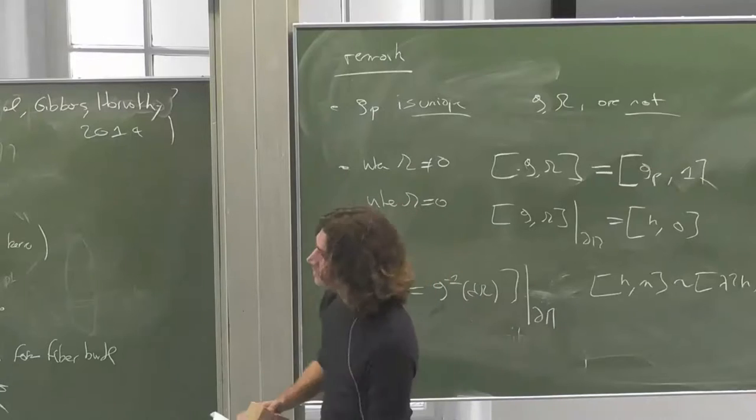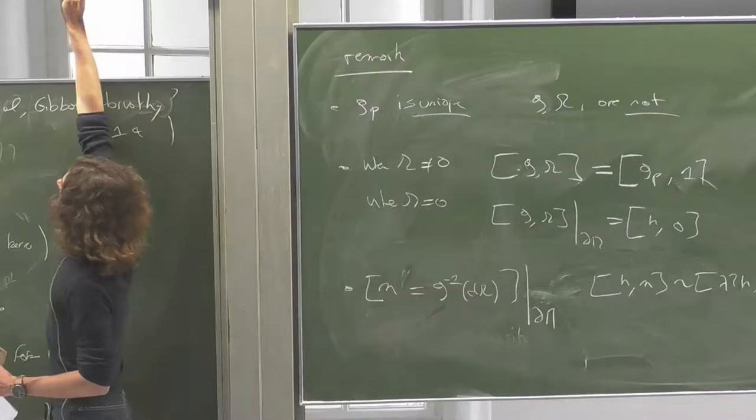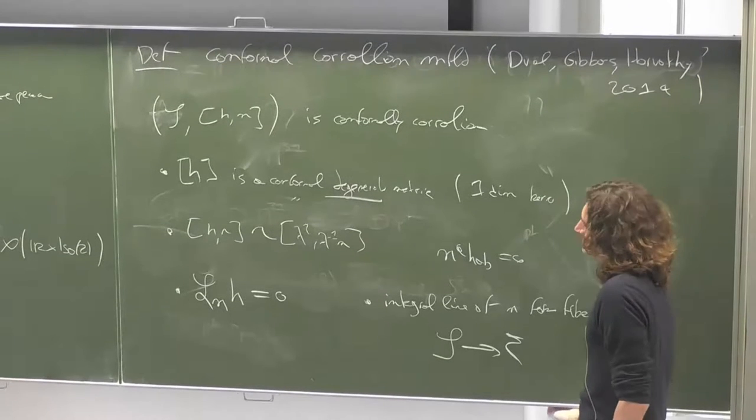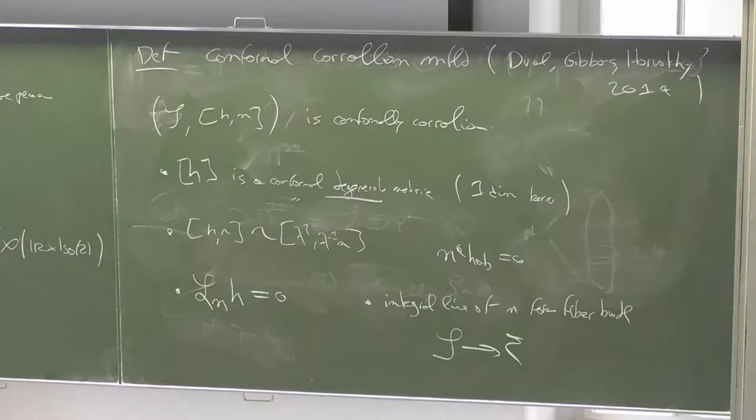Sorry? No, this one. Sorry. Yeah, then, okay. Do you have any questions about this definition? It's very simple in some sense, just a degenerate version of what you would like conformal geometry to be.